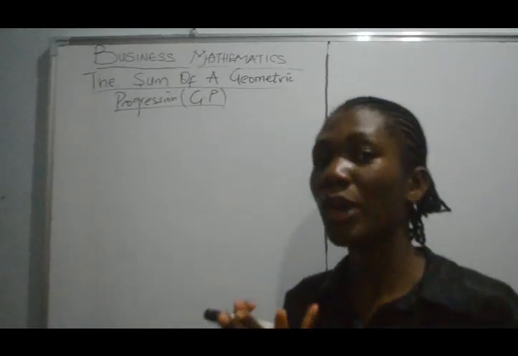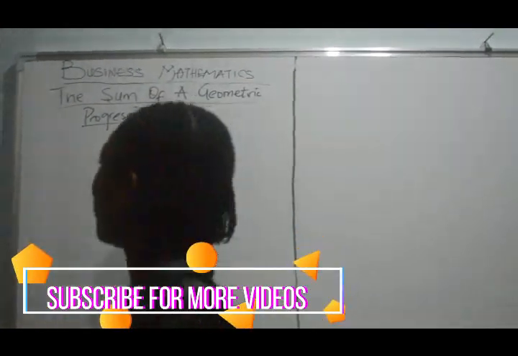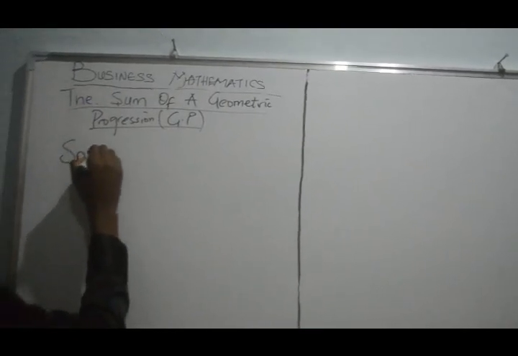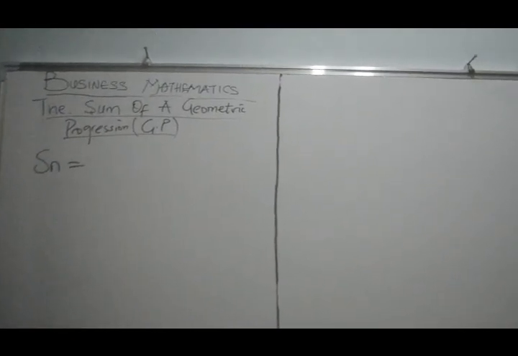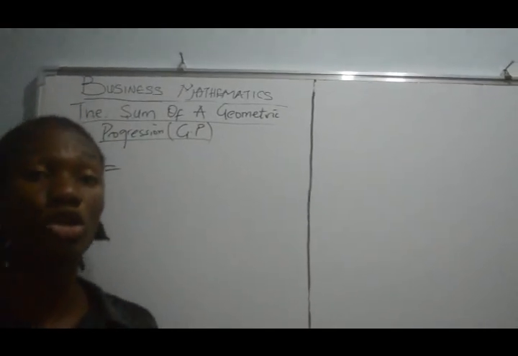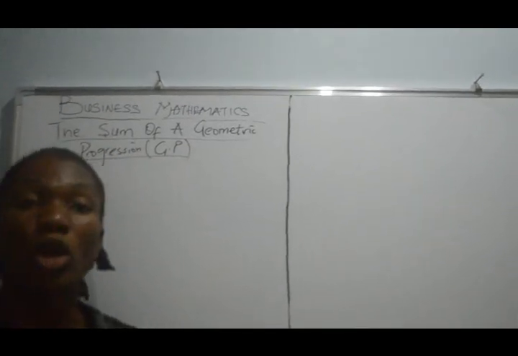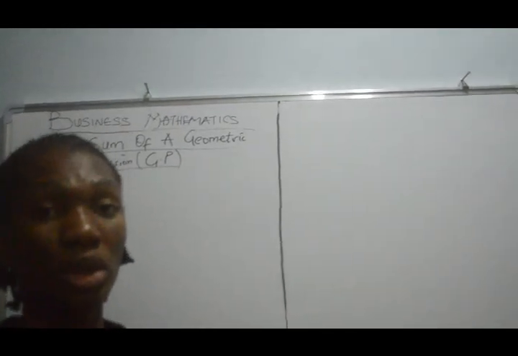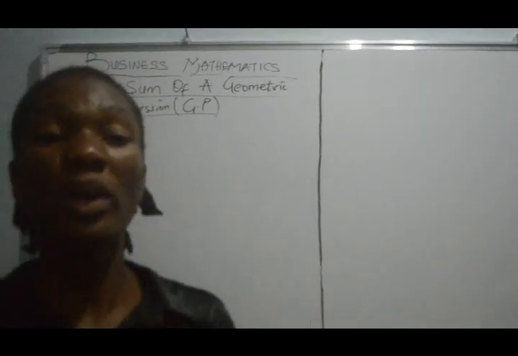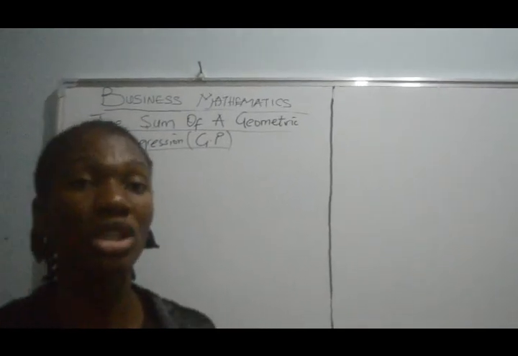Okay, that is how we can add up terms in a GP. So we have a formula for finding the sum of a geometric progression. But before then, there are cases in our geometric progression where our common ratio is less than 1. There are also cases where our common ratio is greater than 1. So there are two available formulas. One is for when our ratio is less than 1, and the other is for when our ratio is greater than 1.